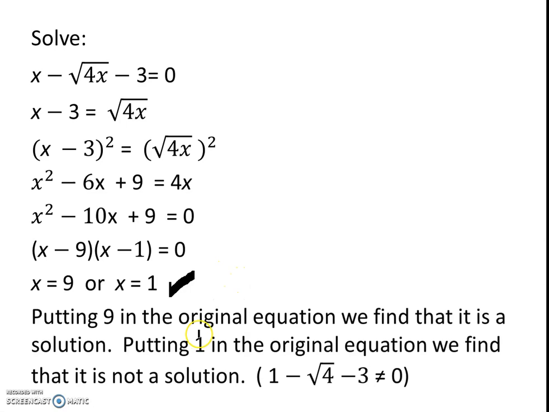Checking our solutions, putting 9 in the original equation, we find that that does work, that is a solution. Putting 1 in the original equation, however, we find that it is not a solution. We get 1 minus the square root of 4 minus 3. It does not equal 0, so it does not work as a solution.